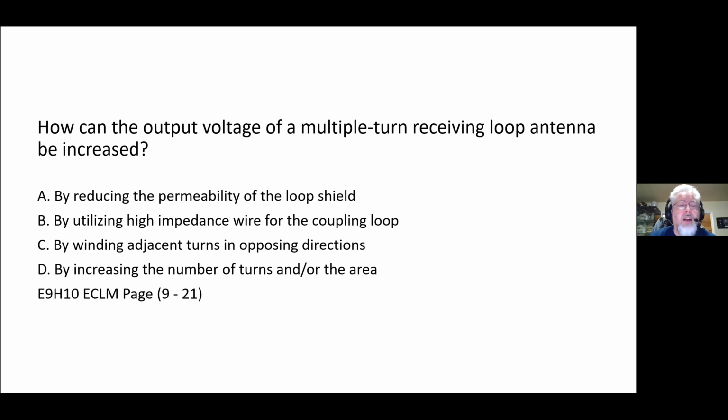How can the output voltage of a multiple turn receiving loop antenna be increased? A, by reducing the permeability of the loop shield. B, by utilizing high impedance wire for the coupling loop. C, by winding adjacent turns in opposite directions. Or D, by increasing the number of turns and or the area. Delta is correct, by increasing the number of turns and or the area.